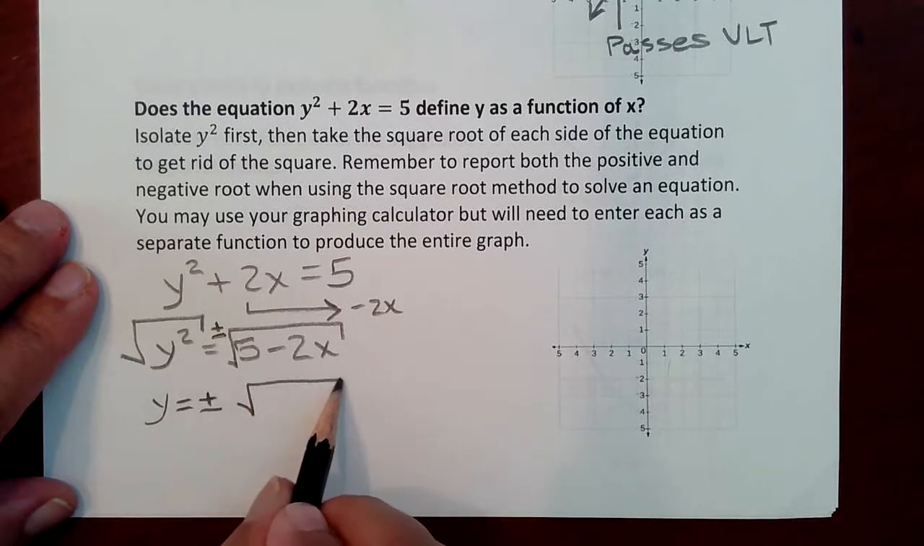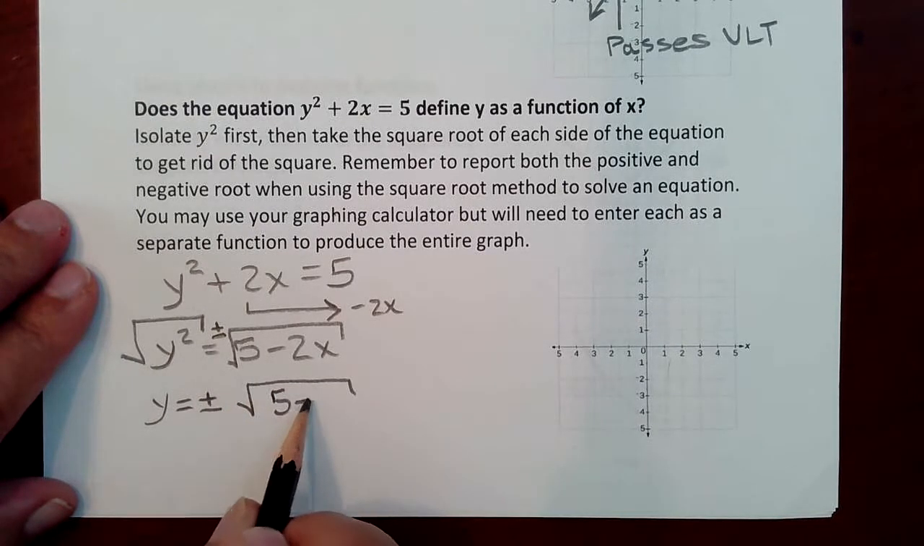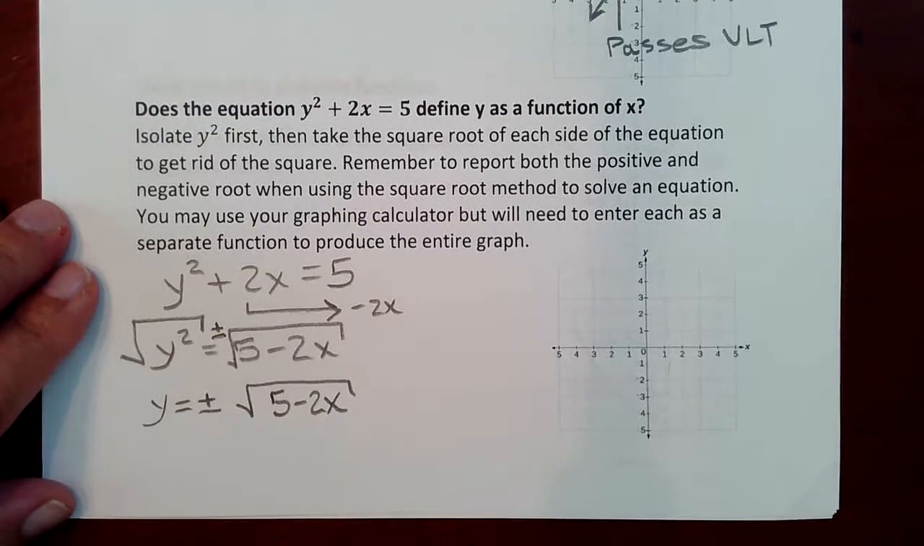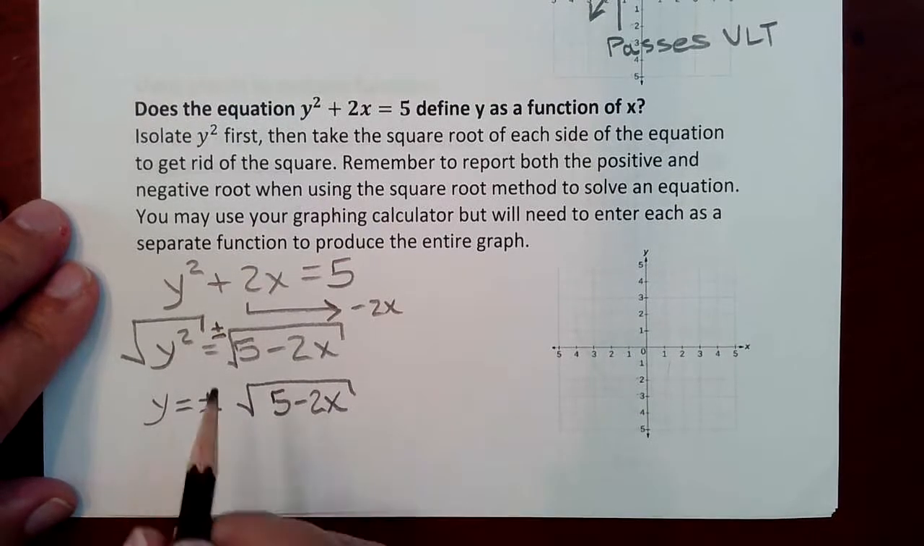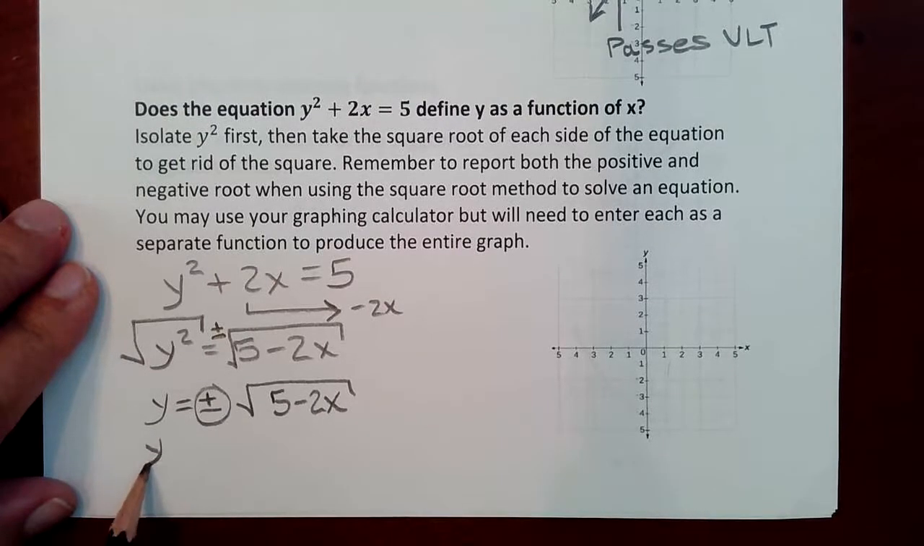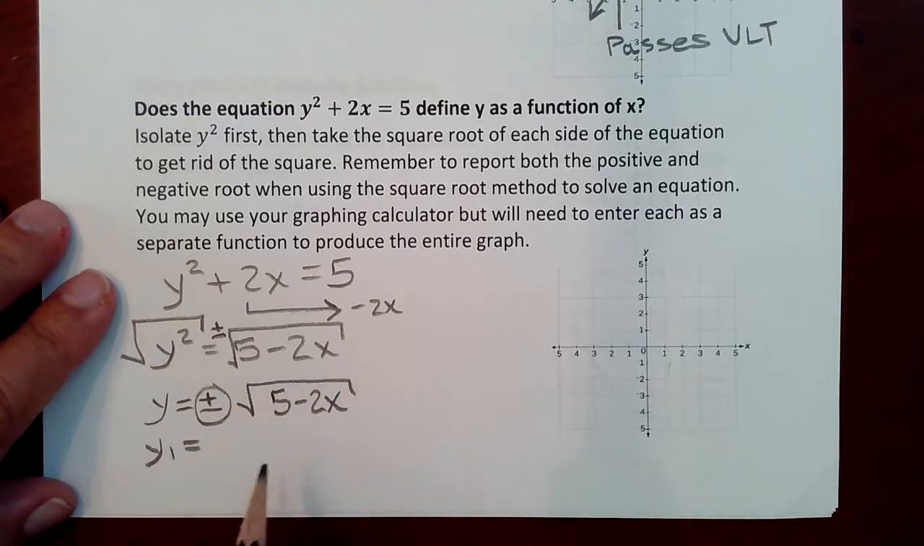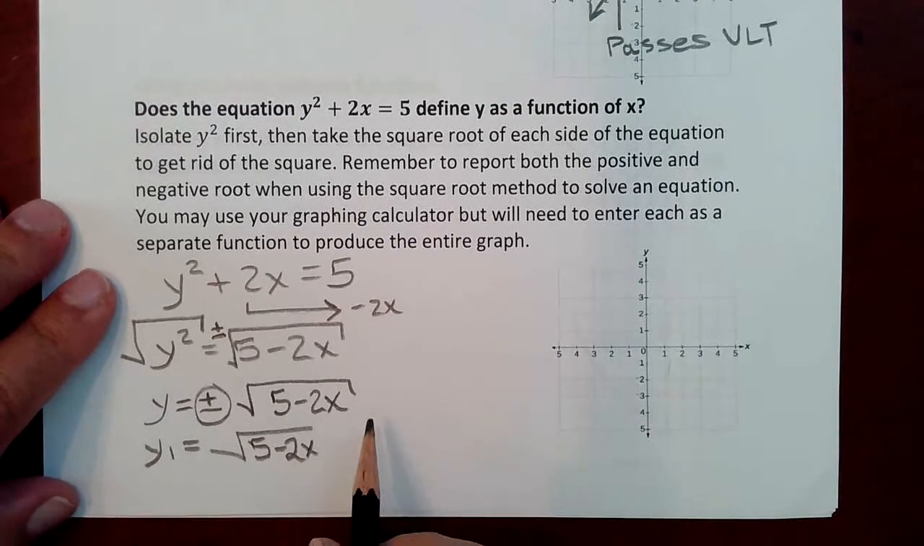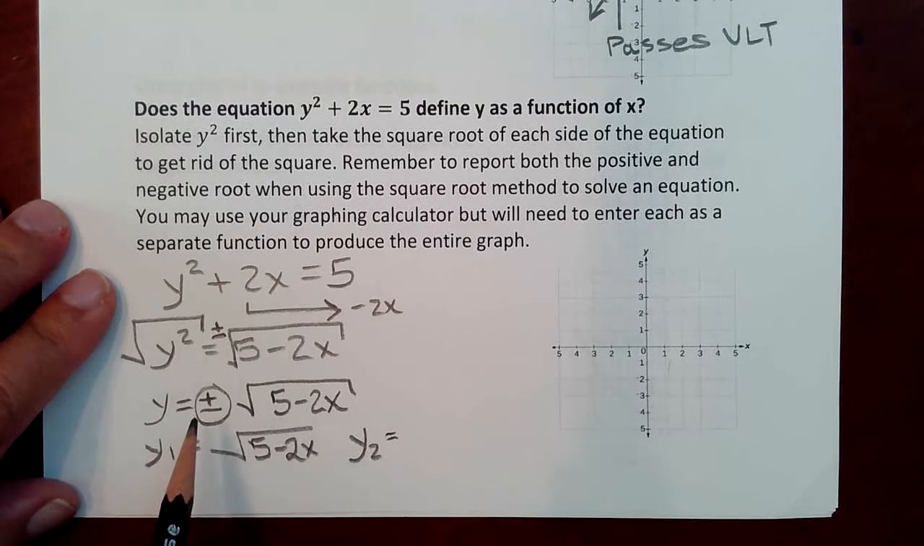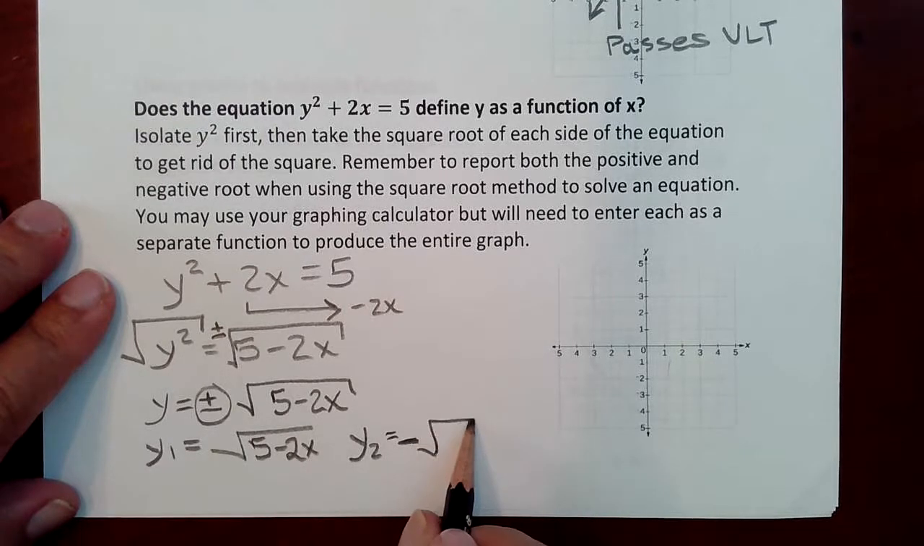And you are going to actually put this into your calculator as two separate functions because of the plus or minus. So you're going to go to function 1, y1, and you'll enter the positive version of this square root. And that'll get you the positive side of the graph. And then as your second function, you're going to enter the negative version of this square root. So just with a negative, and then that same square root, 5 minus 2x.